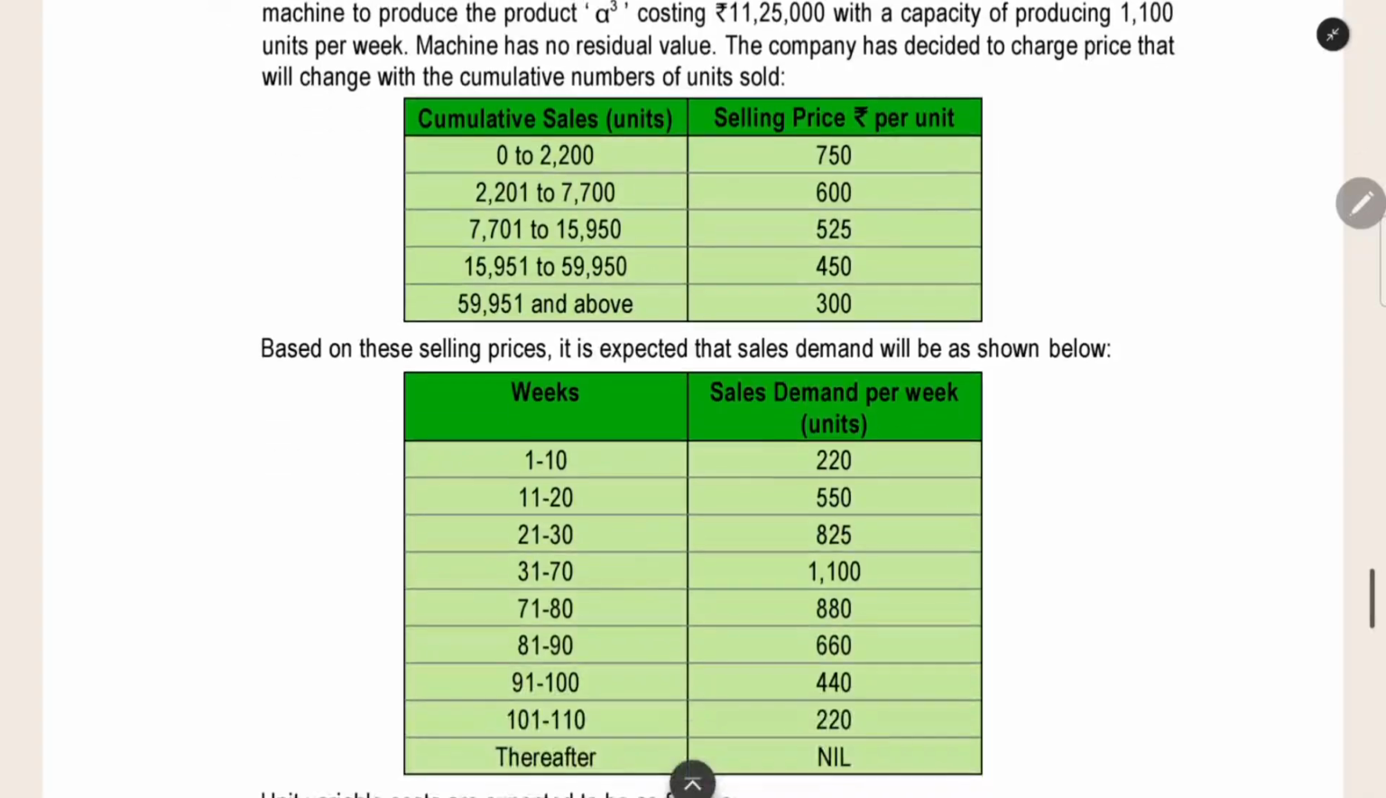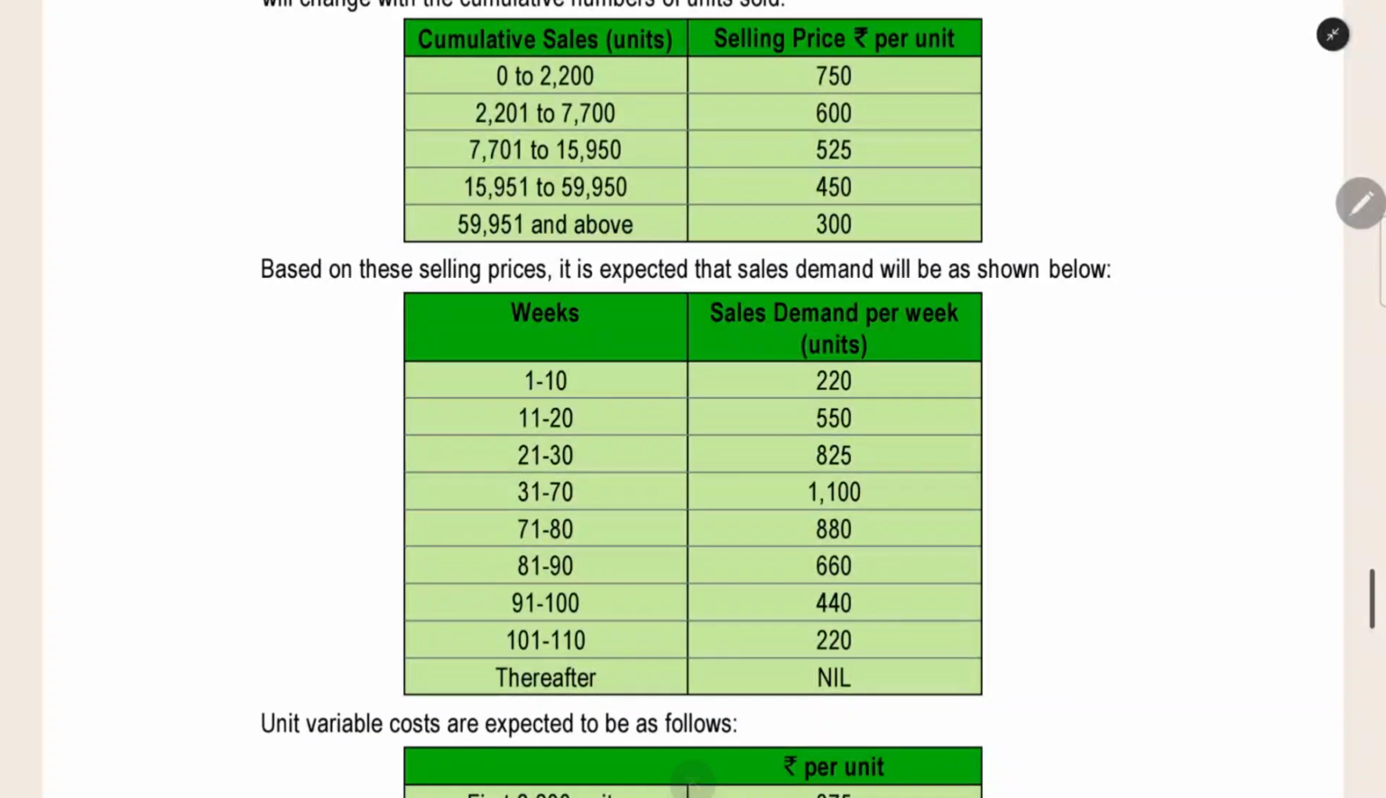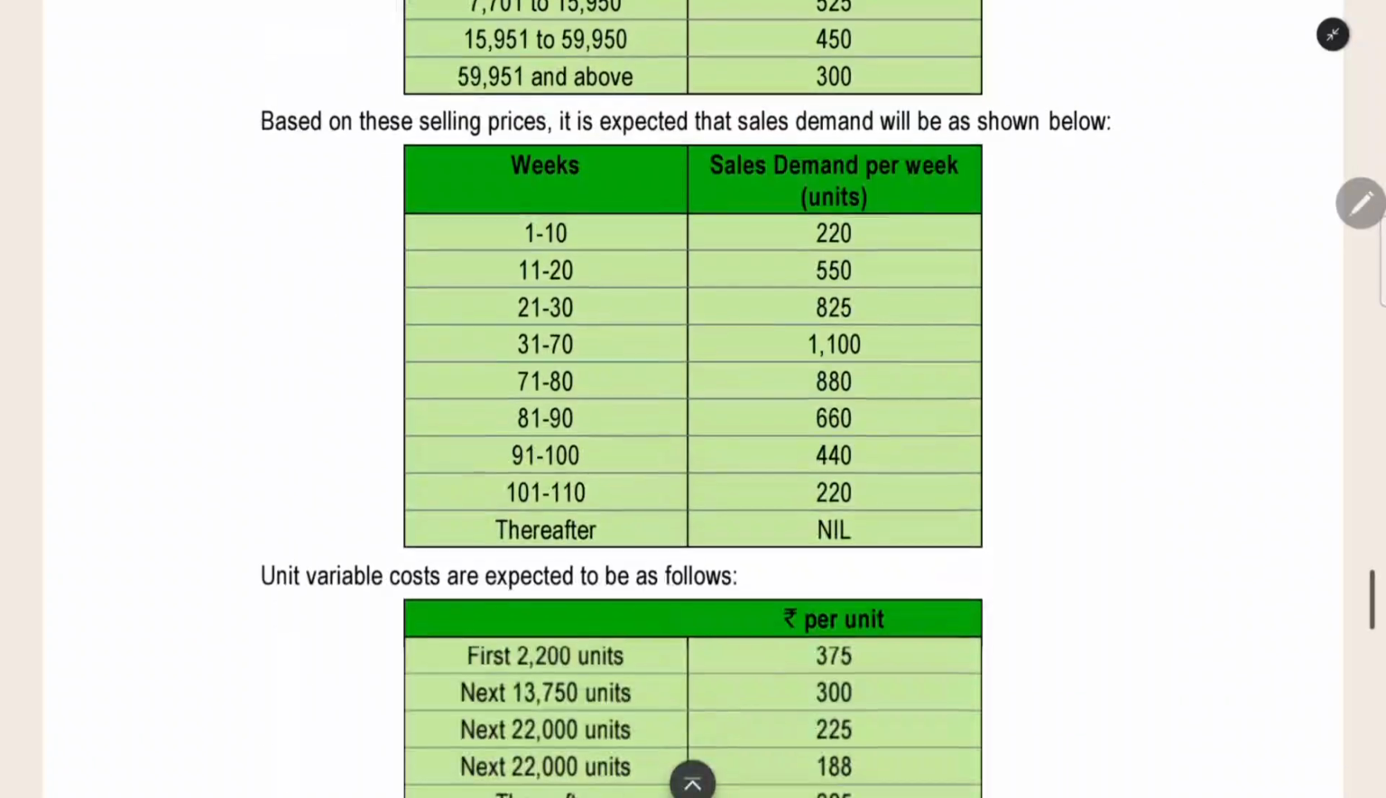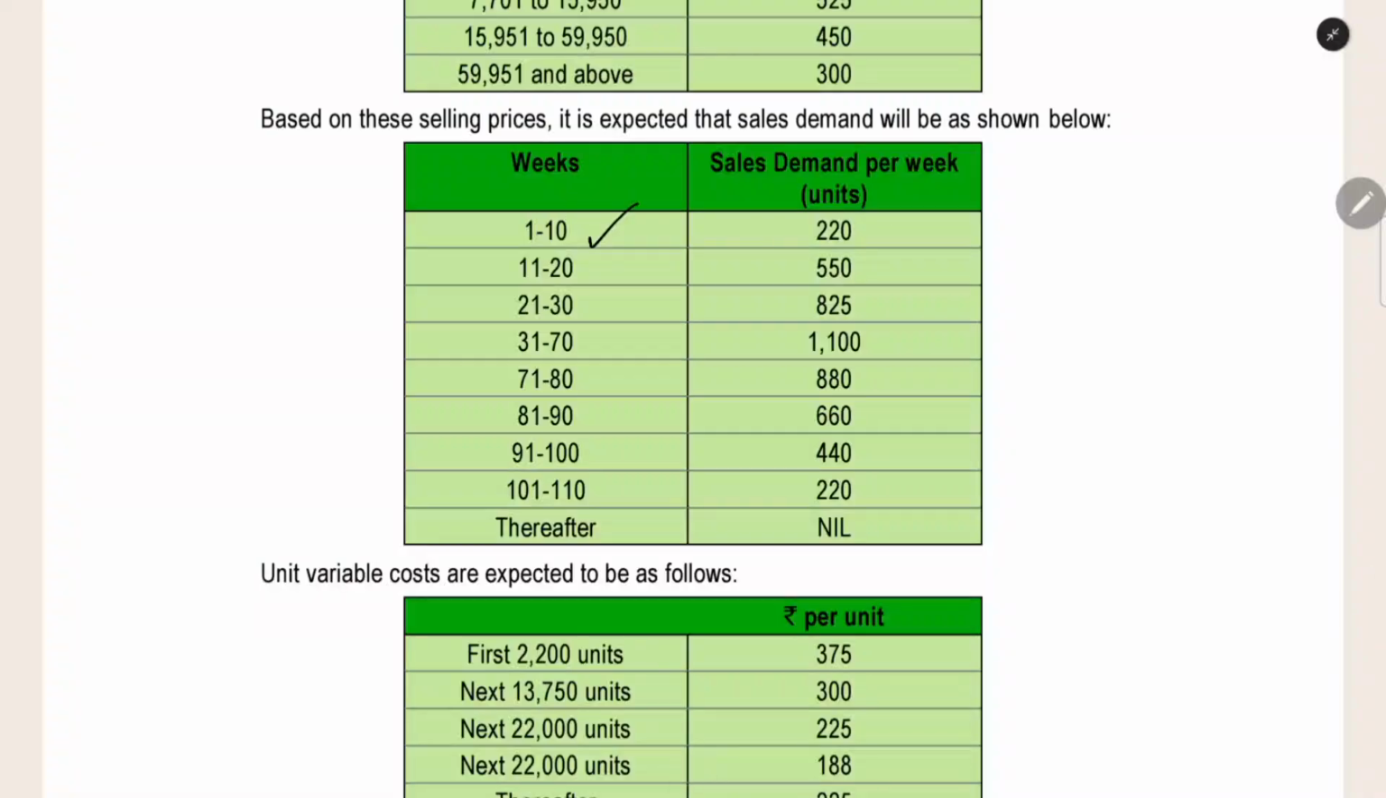Now, based on the selling price, it is expected that the sales demand will be as shown below. They are calculating it on the basis of weeks. For 1 week, the company will produce 1,100 units. Here they are telling that for weeks 1 to 10, the sales demand will be 220 units.